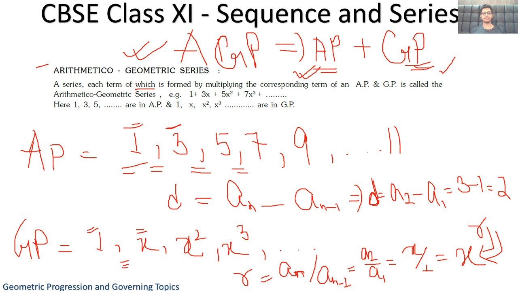Alright, so I'll explain that with an example. For example, let's say the terms are 1 plus 3x plus 5x square plus 7x cube and so on and so forth. Notice the terms are in AP, that is 1, 3, 5, 7, 9 and 11, and then they also have the terms of a GP, that is 1, x, x square, x cube, and then x to the power 4 and so on. So that's how an AGP is devised. That is, it has the property of an AP as well as the property of a GP.